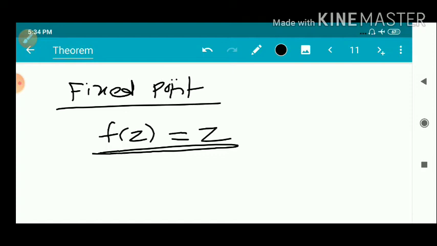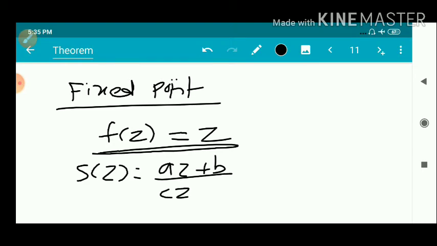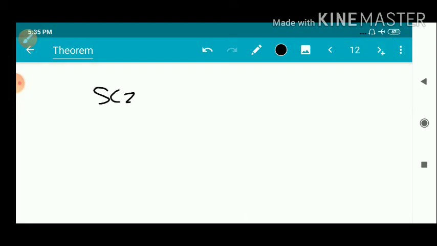So in the case of a Mobius map, s of z equal to az plus b by cz plus d, where ad minus bc not equal to 0, a fixed point means s of z equal to z.